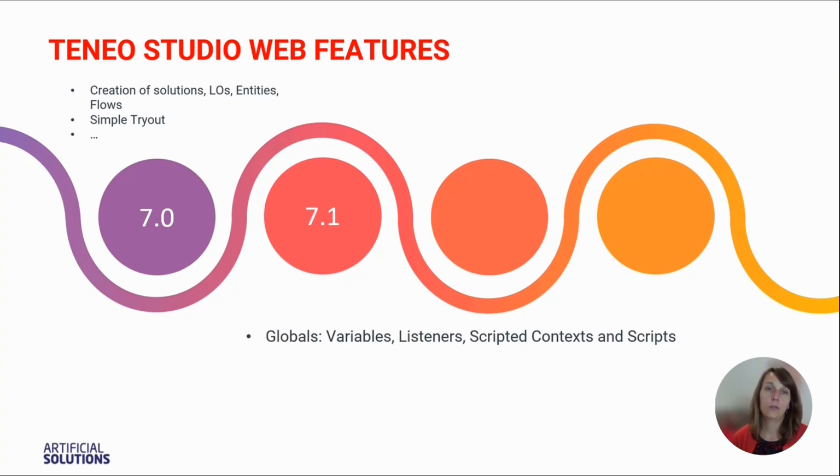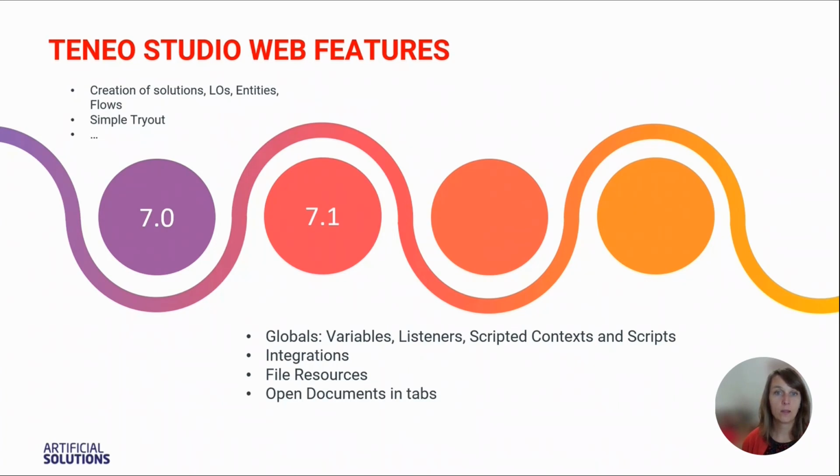First of all, you're now going to get access to all of these global elements: global variables, global listeners, global scripted context, and global scripts. All of these features in the platform are now also available in Teneo Studio Web. You can also work with your integrations in Teneo Studio Web, create them, update them, etc. All of that is now available from the web. You can work with your file resources. So if you have that in your solution or are thinking about having that, you can now also manage those from the web.